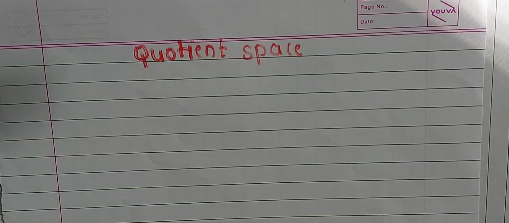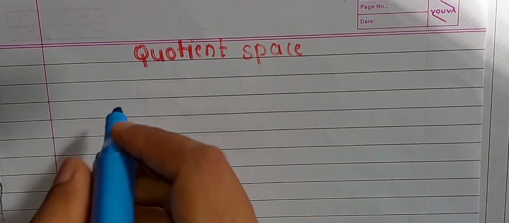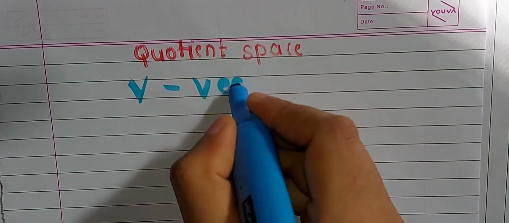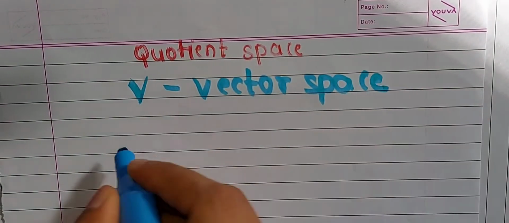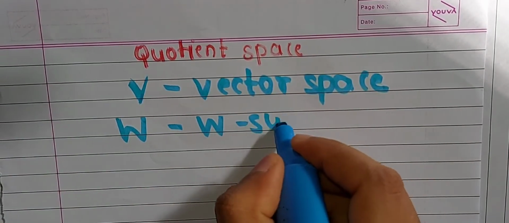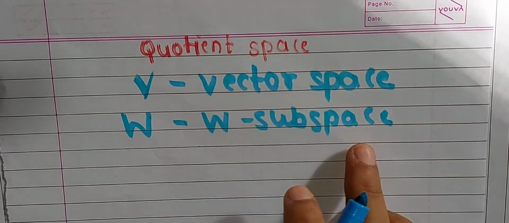Hi everyone, in this lecture we will discuss a new topic, the quotient space. Let us start with its definition. For that, first consider V, where V always represents a vector space. Also consider a subspace, let W. W is a subspace. So these are our given conditions.